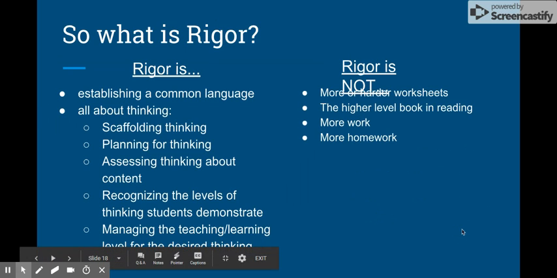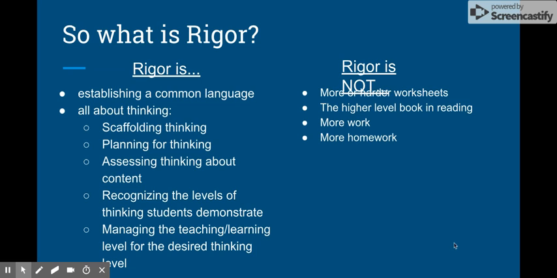So when we talk about rigor, we are working on establishing a common language. Rigor is all about thinking. It's about scaffolding the thinking. It's about planning for the thinking that our students are going to do. It's about assessing students' thinking about the content, recognizing the levels of thinking that students demonstrate, and managing the teaching and learning level to get our students to that desired thinking level.